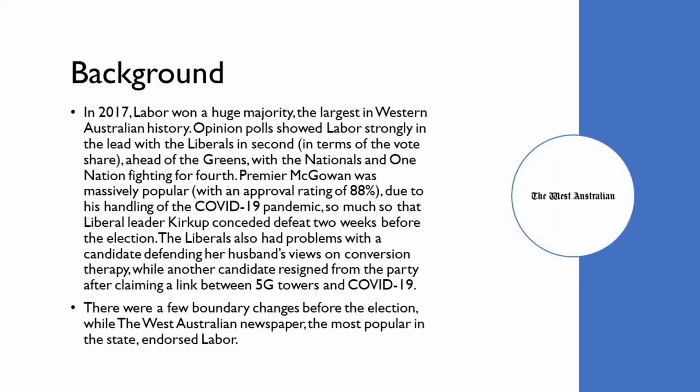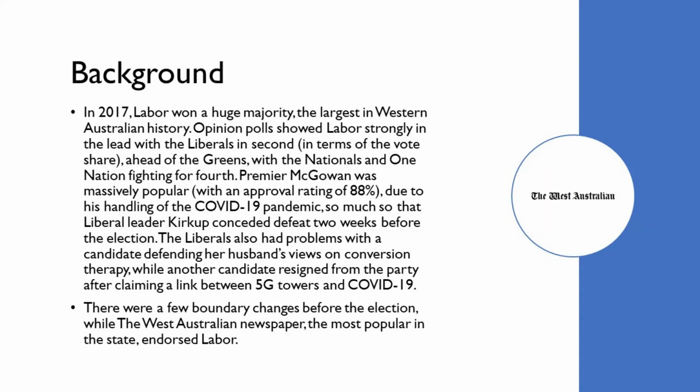The last election was held in 2017 when Labour won a huge majority, the largest in Western Australian history. Opinion polls showed Labour strongly in the lead in this election too, with the Liberals in second in terms of vote share, ahead of the Greens, with the Nationals and One Nation fighting for fourth. This is in terms of vote share and not necessarily seat projections, as I said.